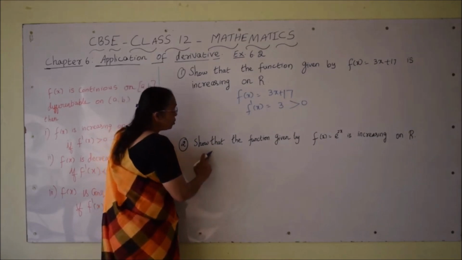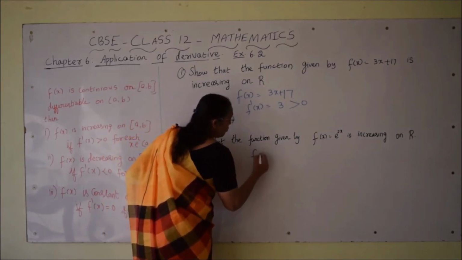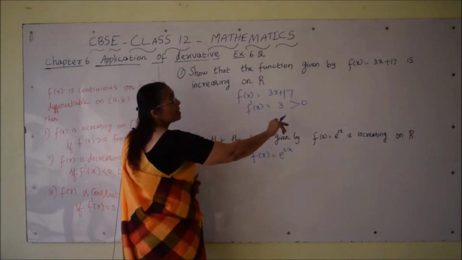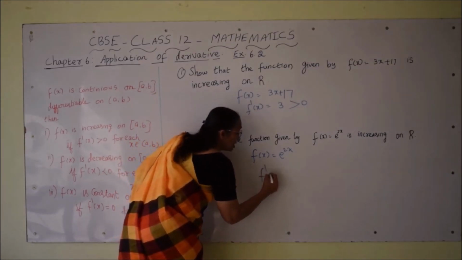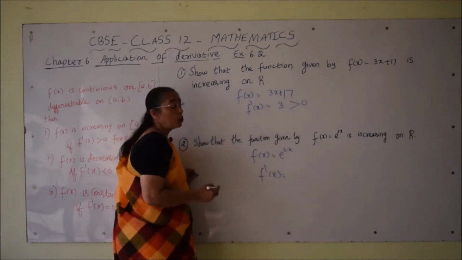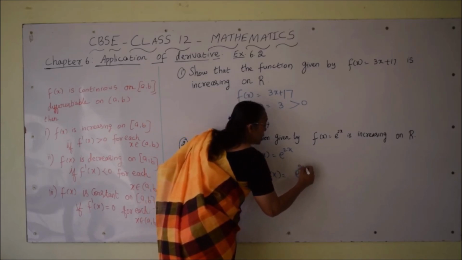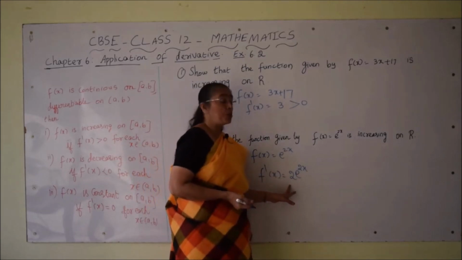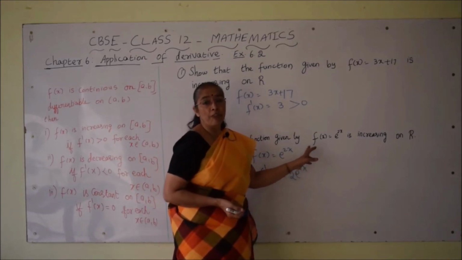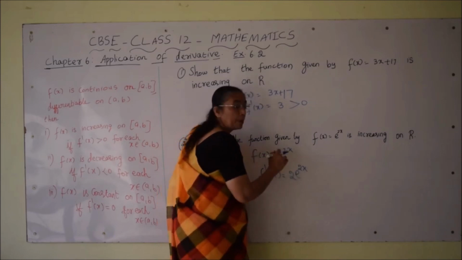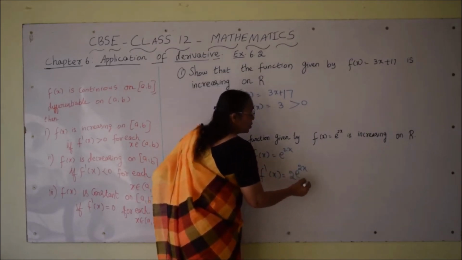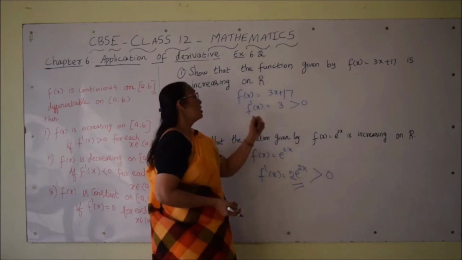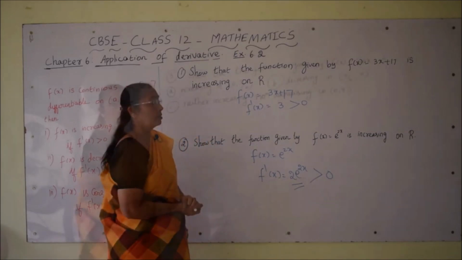Now, question number 2: show that the function f(x) = e^(2x) is increasing on, again, the real number system. So, the first derivative f'(x) is e^(2x) into the derivative of 2x, which is 2. So, 2e^(2x). 2 is always positive, and e^(2x), an exponential function, is always positive. So, positive into positive is again positive, the product is positive. Therefore, f'(x) is always greater than 0, therefore, the function is increasing on R.